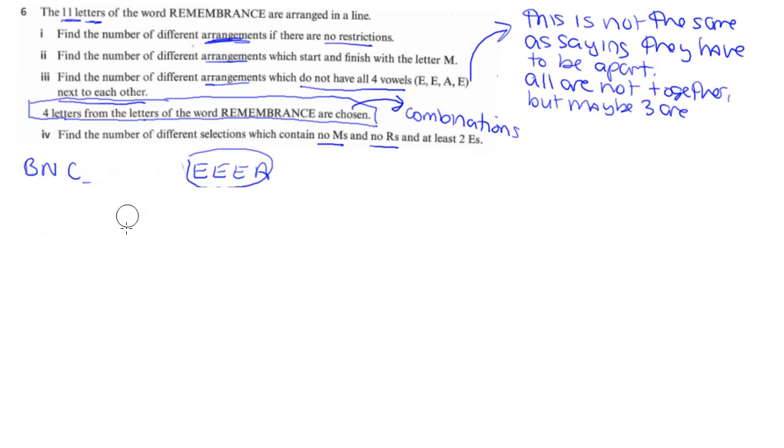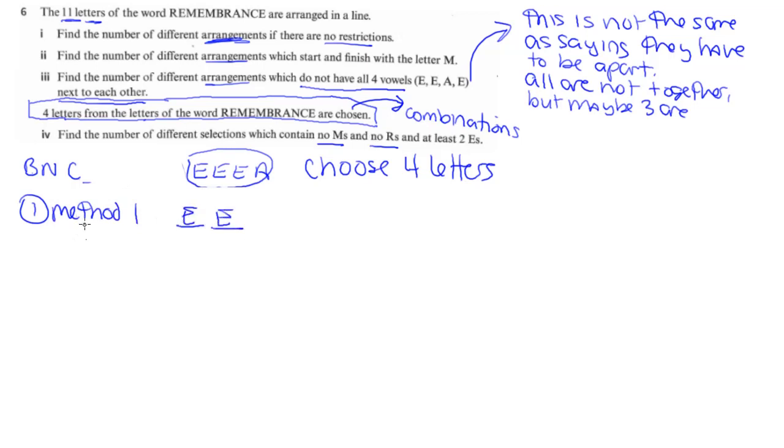So if we get rid of the M's and R's, now all we've got to worry about are B and C, and then the 3 E's and the A. They want us to choose 4 letters. So there's a couple different ways to approach it. Method one is to set up at least 2 E's.